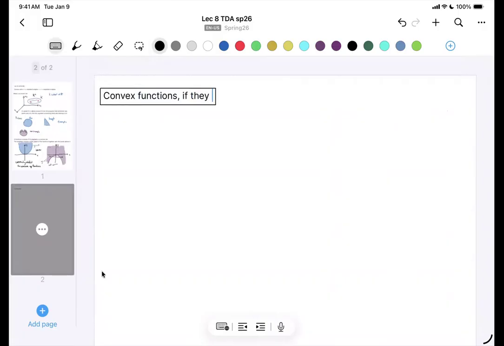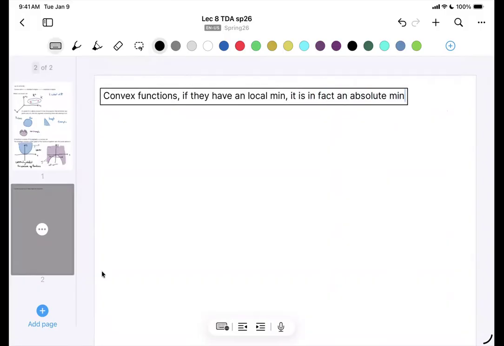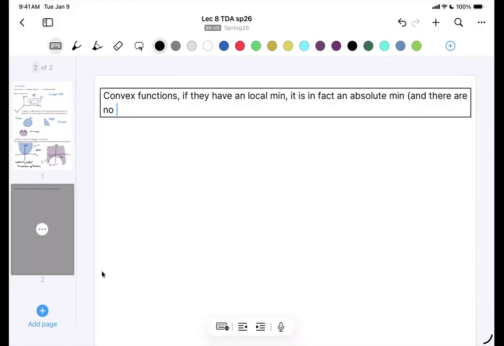if they have, I guess they could be unbounded, but if they have a local min, it is in fact an absolute min. So all these annoying worries about whether you found an absolute min or not go away, and there are no local max nor saddle points.